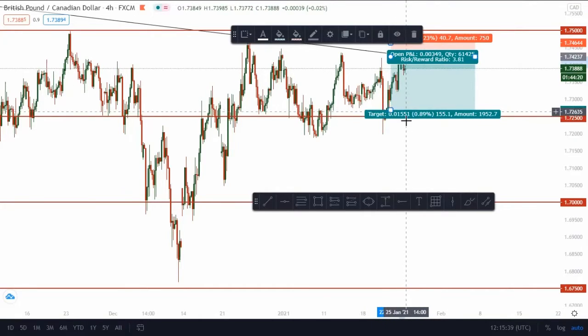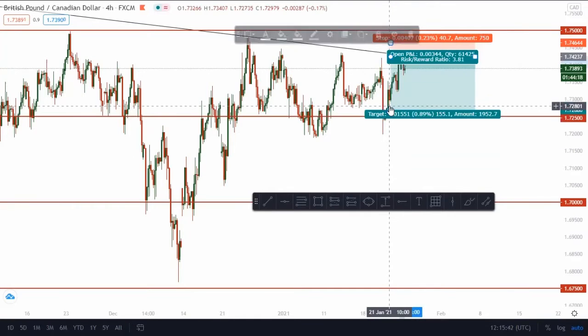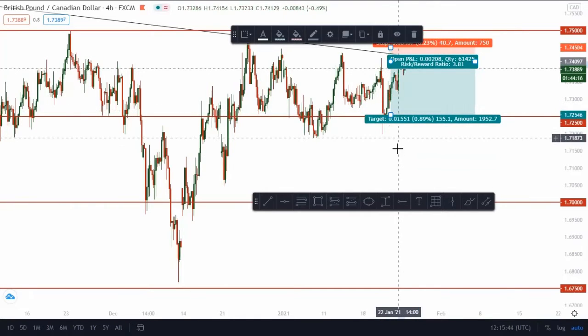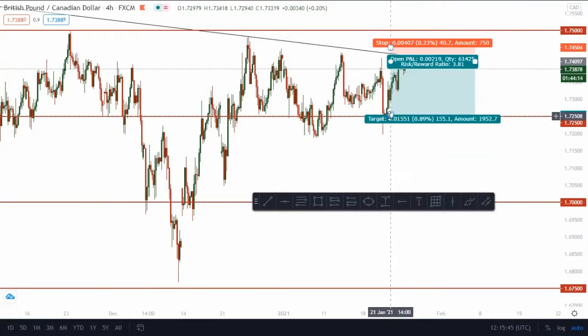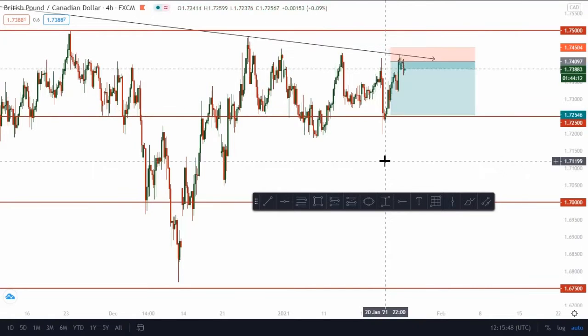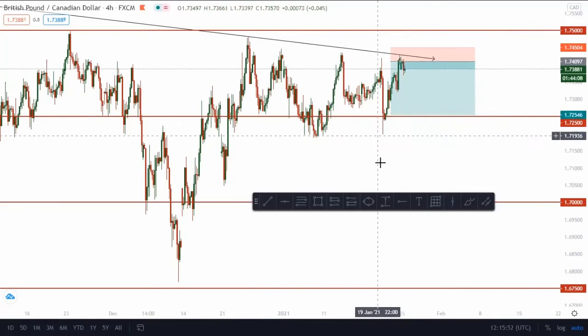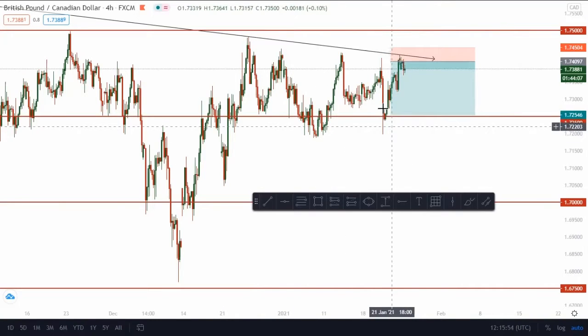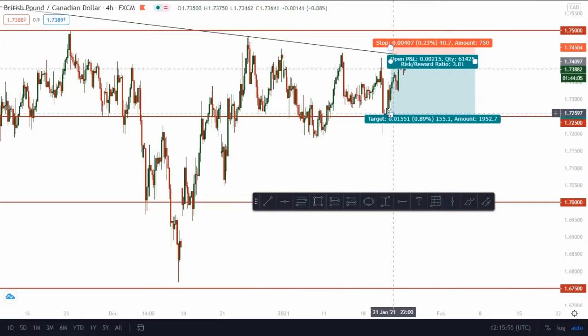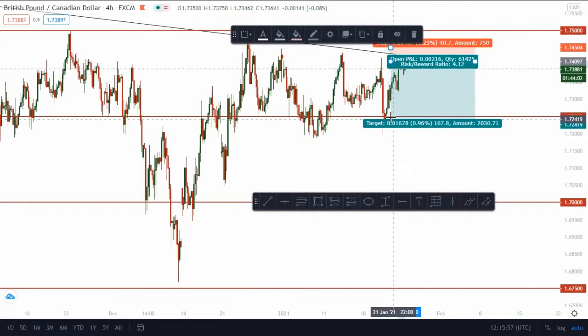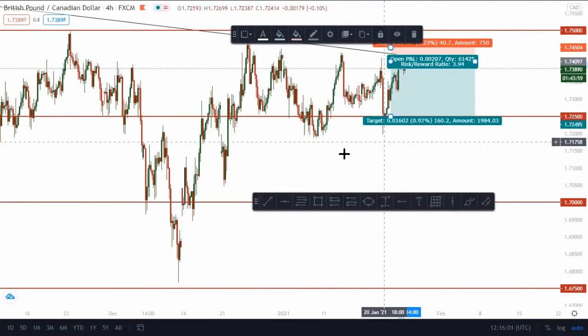That's right. So on this, yeah, I'll favor a short on this, and my first take profit will be on my psychological level here. Even if there's a possibility it can break through it, you have to secure some profits anyways because you don't want the market to move back to your entry.